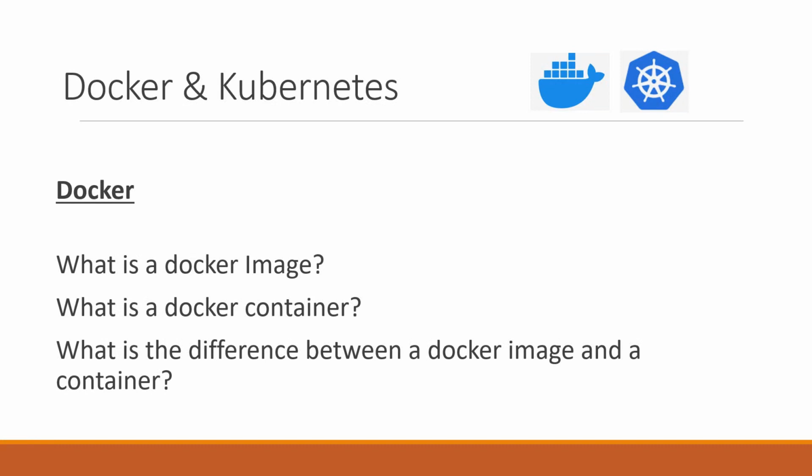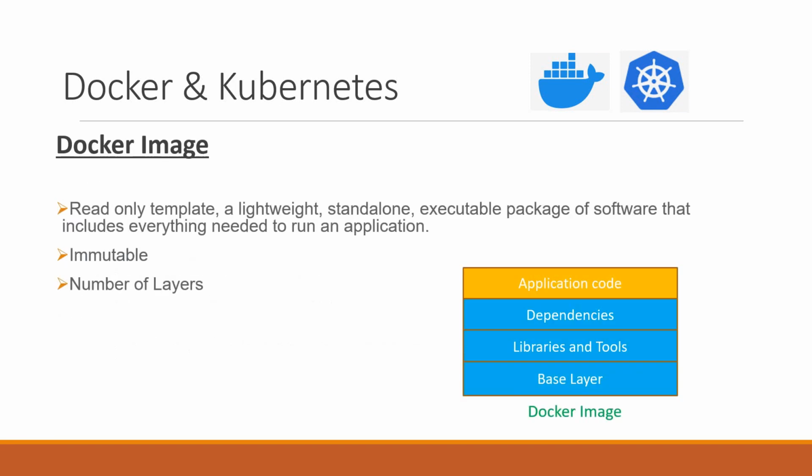In this video, we will see what is a Docker image, what is a Docker container, and what is the difference between a Docker image and a container. Let us start. Docker image is a read-only template, a lightweight, standalone, executable package of software that includes everything needed to run an application. Let us understand this statement.